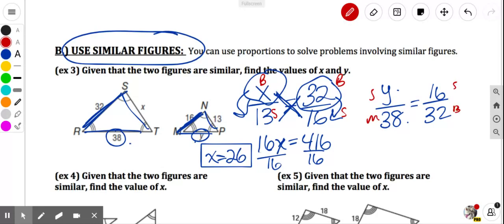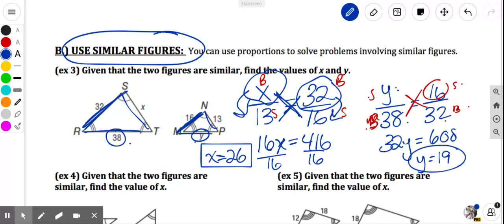So you could really rearrange these numbers in a lot of different ways as long as they're both small to big, or big to small, it doesn't matter. So right here we can cross multiply, or notice how 16 is half of 32. So y is going to be half of 38, but let's still cross multiply since we're still reviewing this. So 32 times y is 32y, and then 38 times 16 is 608. And then you would divide 608 by 32, which is going to give you 19. So there's your first example.